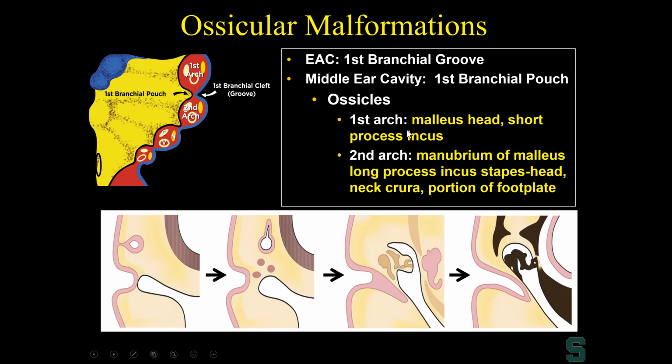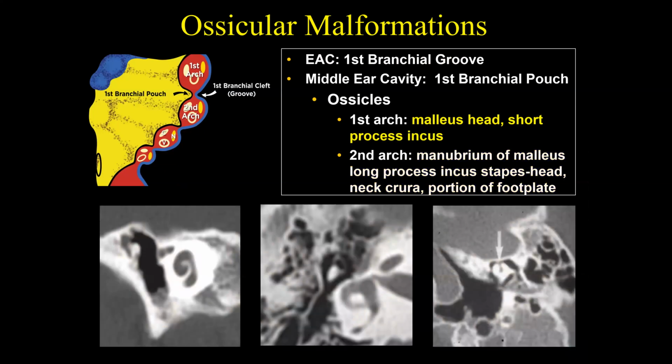So the way to think of it is the following: essentially all of the components of the ossicles in the epitympanum are formed by the first arch. So the head of the malleus and the short process of the incus are formed by the first arch. Now, the ossicles formed from the second arch arise from the manubrium of the malleus, the long process of the incus, the stapes head, neck, and crura, and a portion of the footplate. So essentially the ossicles in the mesotympanum form from the second arch. So we have dual contributions of the ossicles coming from the different arches.